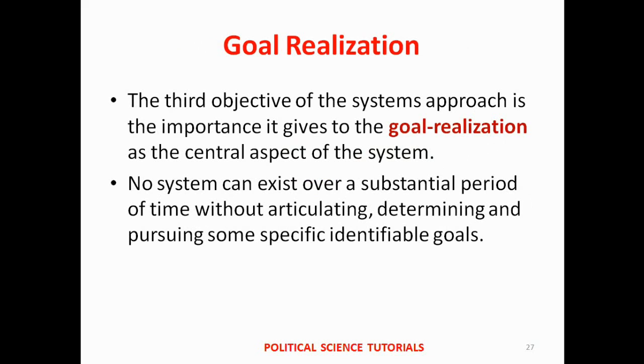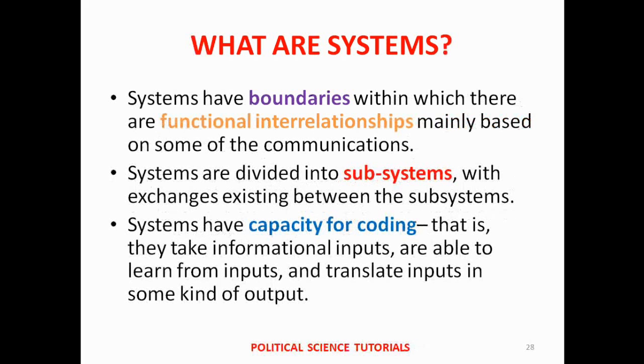The third objective is goal realization, or fulfilling the set target, and this is the central aspect of the system. A political system has to articulate, determine and pursue some specific identifiable goals without which it cannot maintain its existence. The members of a particular political system expect a good maintenance and balance of their interests. If the system attains its goals to satisfy the members, then it can persist and run smoothly.